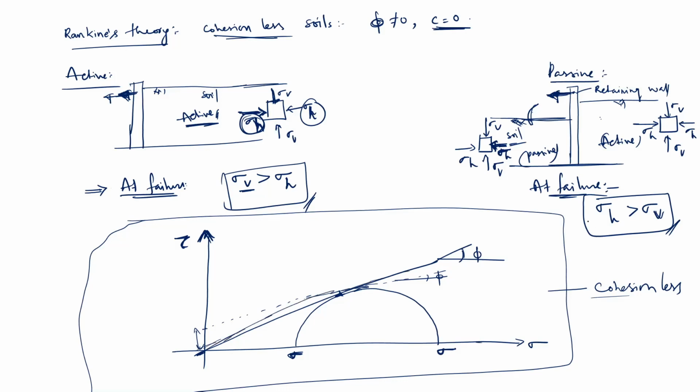Now here one more thing you should know: in the active state and passive state, the vertical stress and horizontal stress are principal stresses, because there is no shear stress on the horizontal plane and vertical plane. Because of that, these two are principal stresses. It can be sigma H or sigma V. If it is sigma H, the other will be sigma V, and if it is sigma V, the other will be sigma H. So one of them will be major, one of them will be minor.